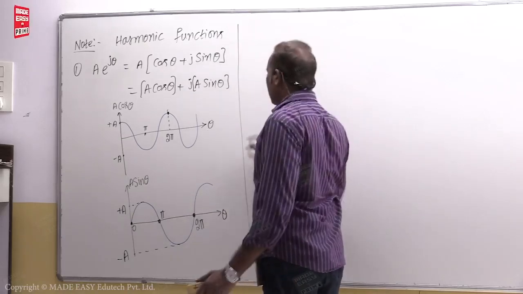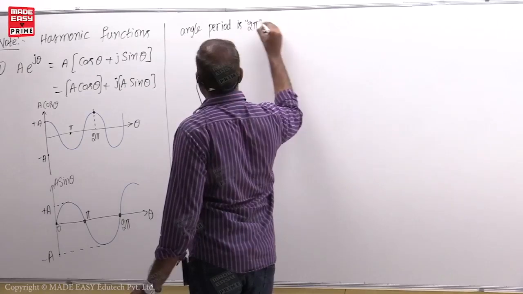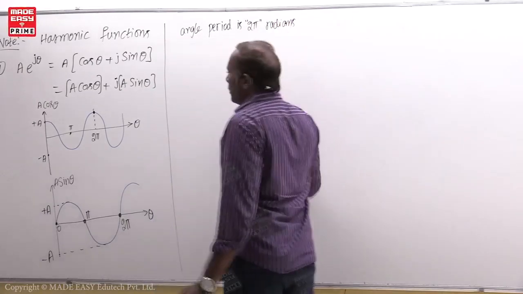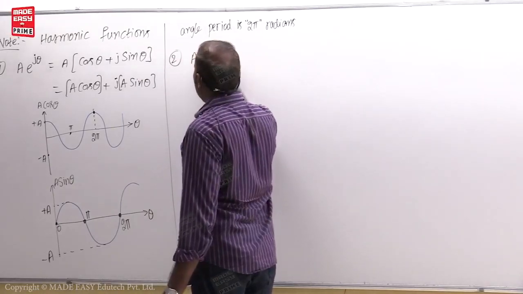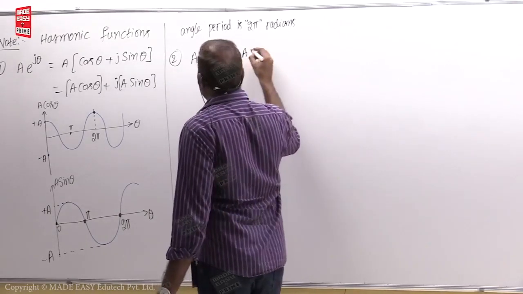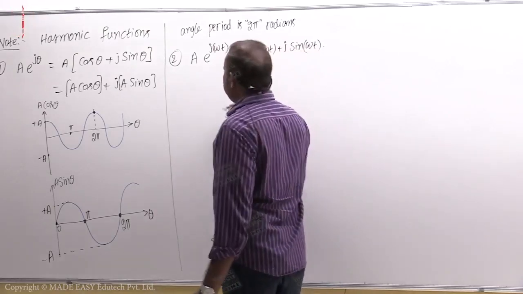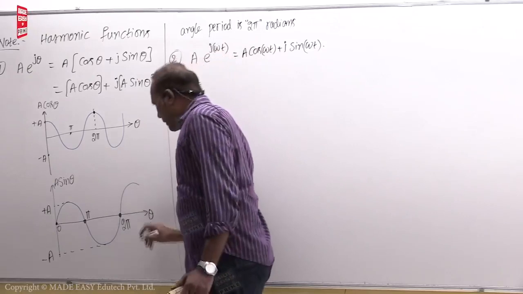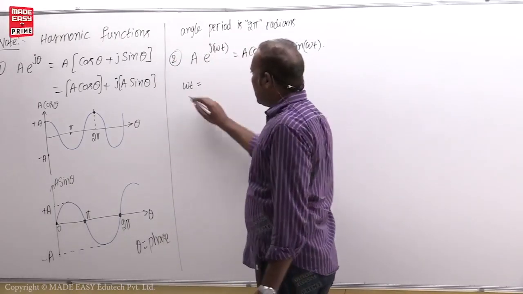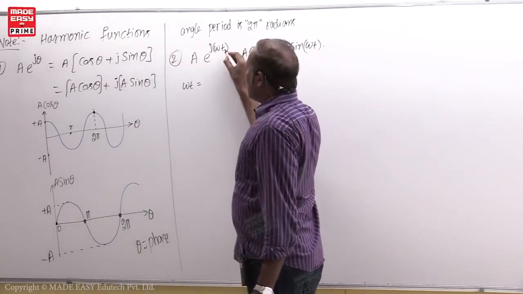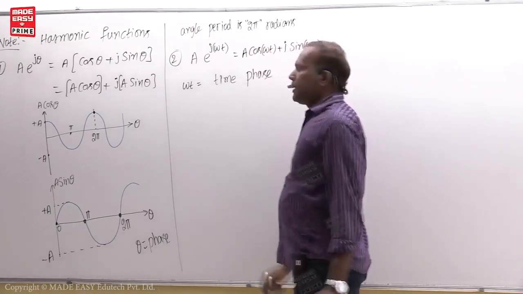Dear students, the angle period is 2 pi radians. So these are periodic functions. They are called harmonics. Harmonics means repetition is there. Now for example, if you take a into e power j omega t, that is nothing but a cos omega t plus j sin omega t. Here theta is called phase. Phase is measured in radians and is related to the angle. In place of theta here, omega t is there, so it is also phase, but time is there. This phase is coming due to change of time, so it is called time phase.